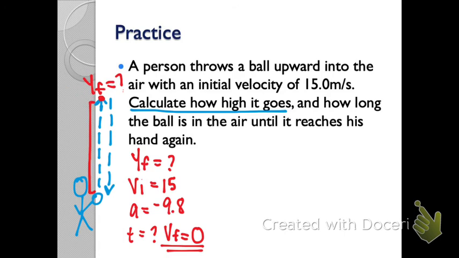So what equation could I use here to solve for YF? I had to use the third one because I don't have anything about time, right? And time is left out of the third equation. So I'm going to use that one. That one is VF squared equals VI squared plus 2 times A times Y final. And it's Y final minus Y initial, but we know Y initial is 0.